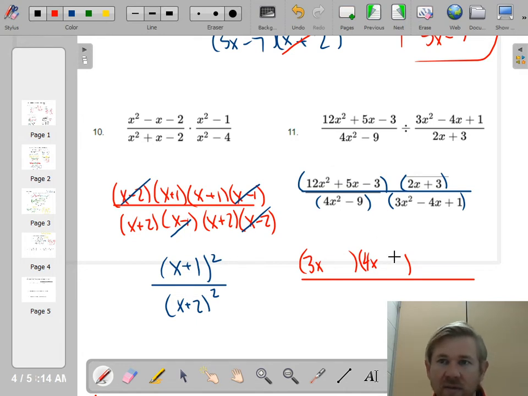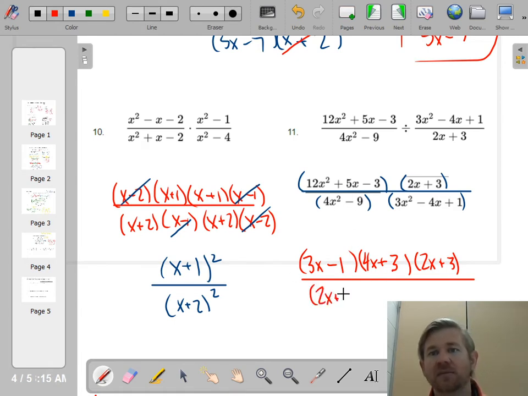So let's do 3 and negative 1. 12x squared plus 9 minus 4. That's 5 minus 3. That works. 2x plus 3. Again, split the middle. You don't need to watch me do it. Split the middle. You should be able to get that. This is difference of squares. 2x plus 3, 2x minus 3.